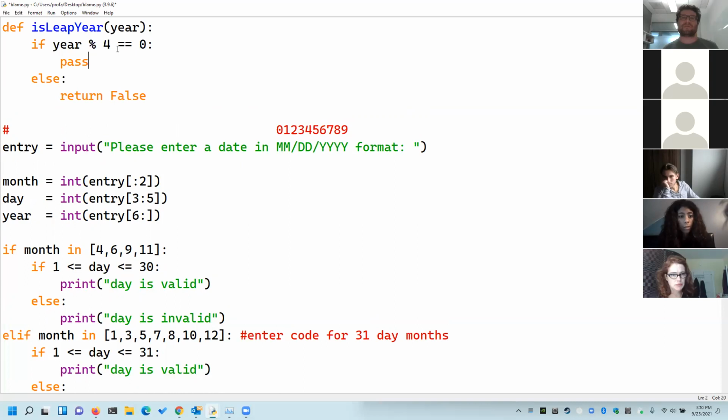So if it is divisible by 4, let's think about this now. If it's divisible by 4, let's check if it's divisible by 100.